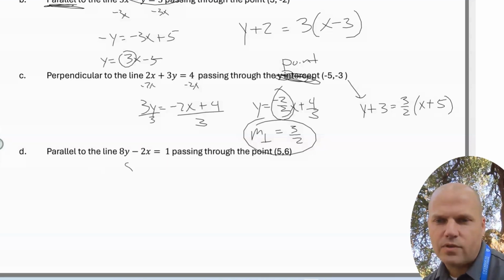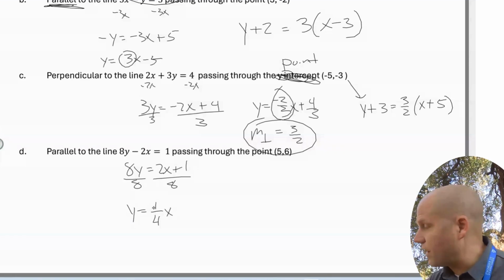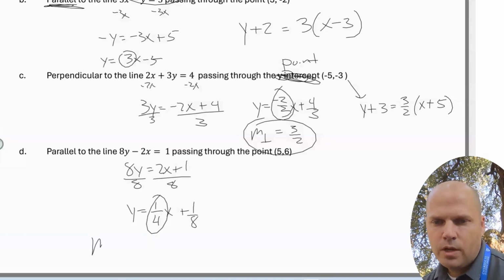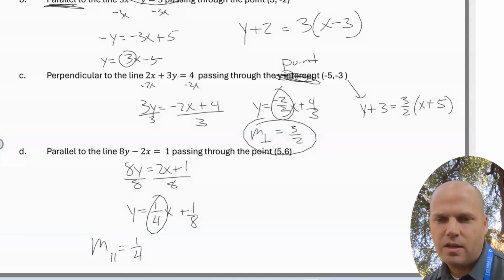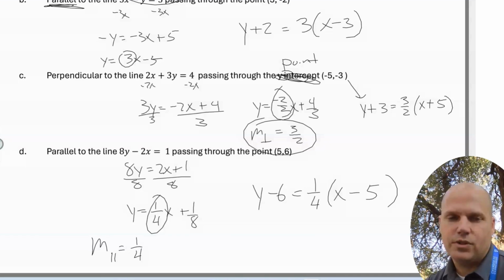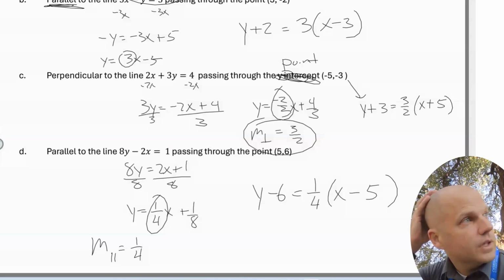Okay, same deal. We have to solve for y to get the slope. 2 divided by 8 is the same as 1 divided by 4. 1 divided by 8, I don't care about. There's a slope, a parallel slope. This is not 11. This is the symbol for parallel lines. The slope would be 1/4. You don't need it in y-intercept form. This is perfect.